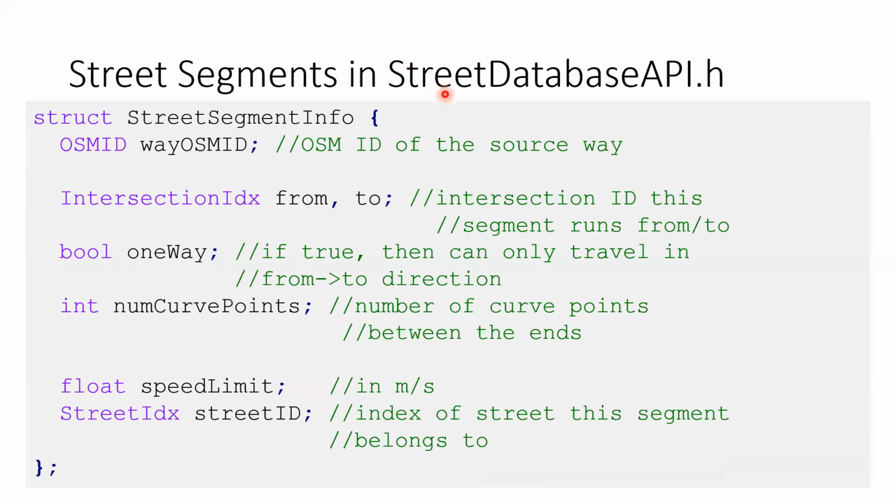And let's open up the street database API. This is just a small snapshot of the header file. So we can see that the street segment information is stored in a struct. And each struct will contain one OSM ID. OSM IDs are just unique IDs globally. So the ID will be unique globally in terms of intersections, street segments, and cities. So it will be a huge ID.